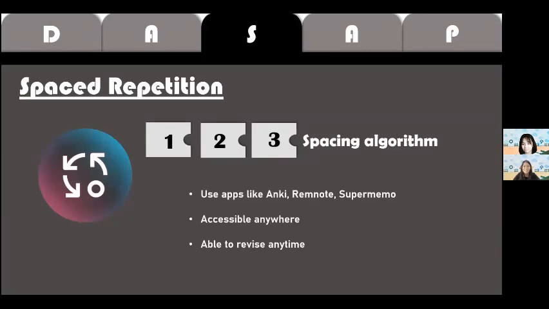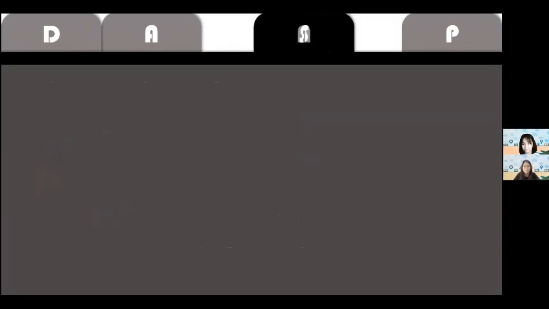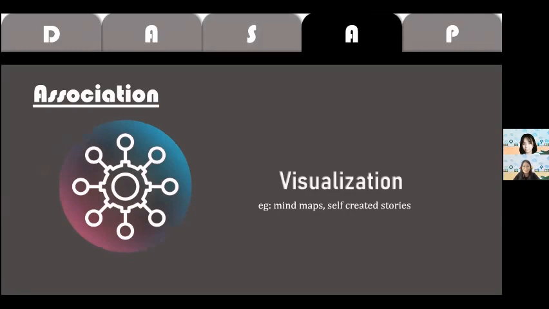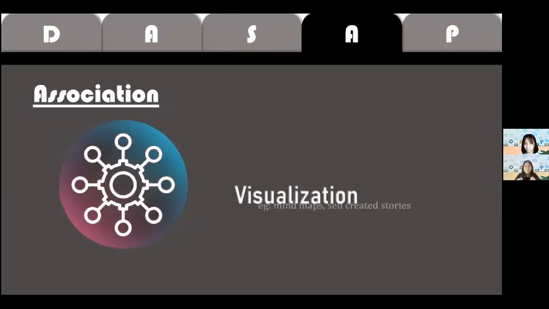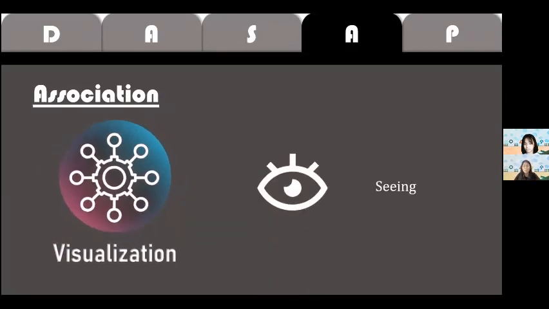All right, now let's move on to the fourth study skill, which is also A, but this A stands for association. And this association can actually be achieved by visualization through mind maps and self-created stories. So this is more suitable for content-heavy subjects like biology and essay subjects like sejarah and economy. So essentially, association is about taking what you are studying to see and sense it in your mind, to give you a better picture of what is going on.